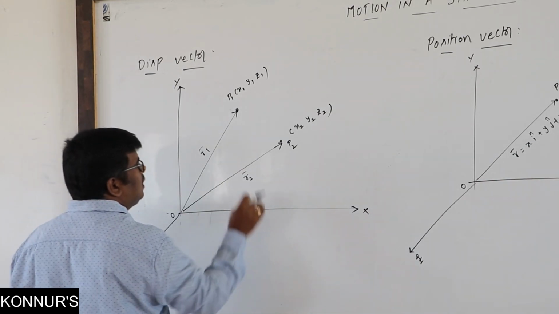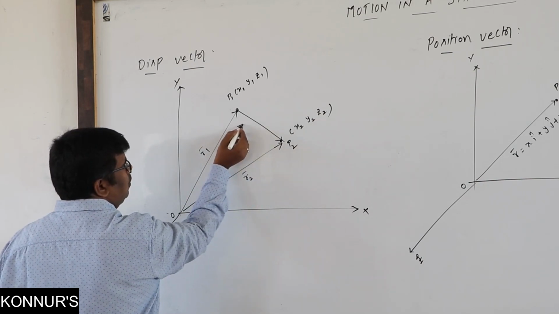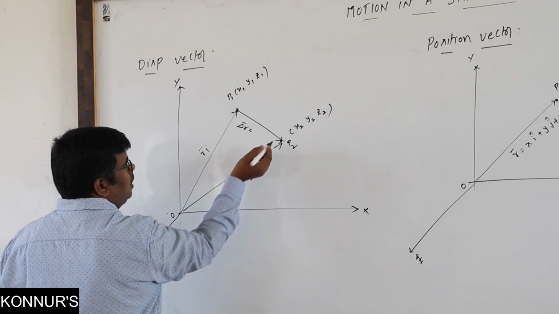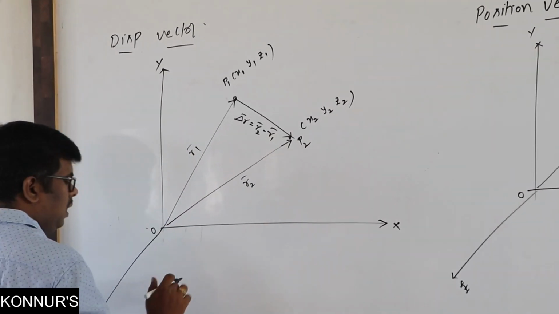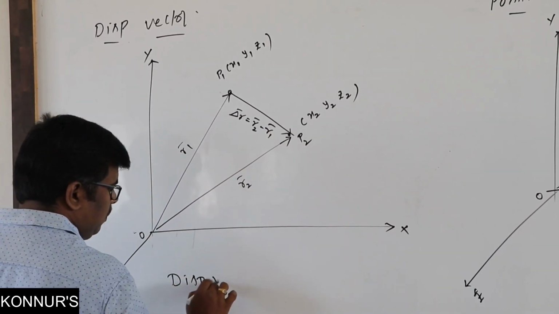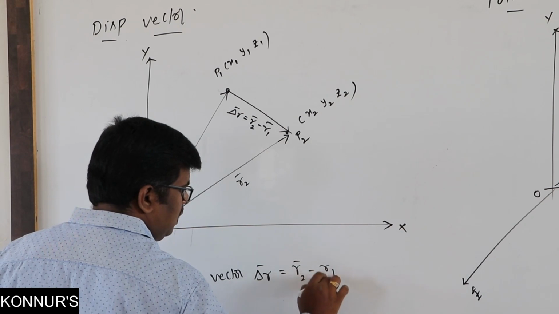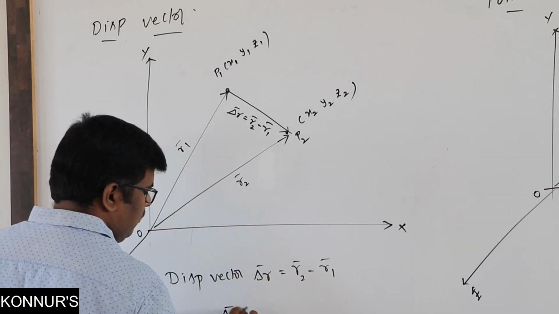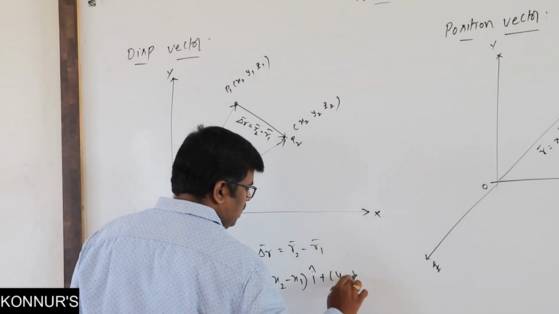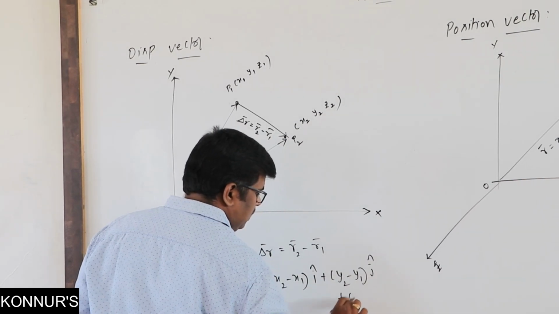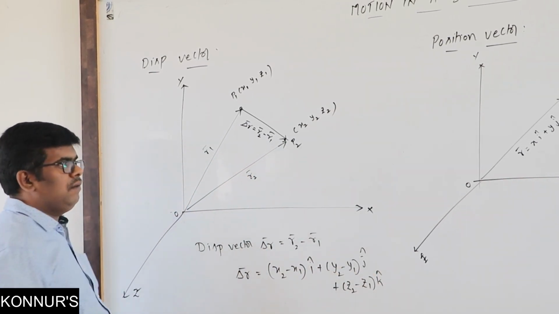Then the displacement vector is nothing but the change in position. So this is what we can call a displacement vector. So delta r bar is equal to r2 bar minus r1 bar. So this delta r bar is nothing but the displacement vector, equal to the change in position vector, r2 bar minus r1 bar. Also we can write this as (x2 minus x1) i cap plus (y2 minus y1) j cap plus (z2 minus z1) k cap. So we can call this a displacement vector.